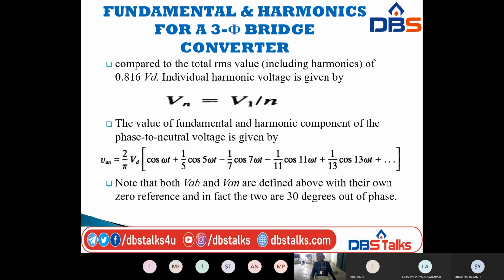So note that VAB means phase to phase voltage and VAN means phase to neutral voltage. They are defined above with their own zero reference, and in fact the two are 30 degrees out of phase. These two are 30 degrees out of phase. Okay.